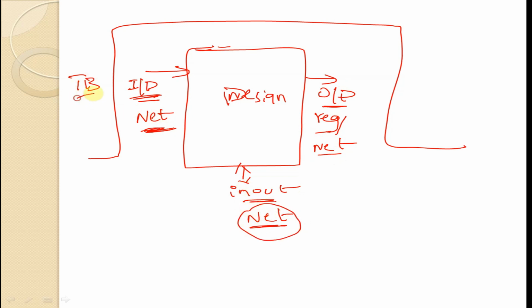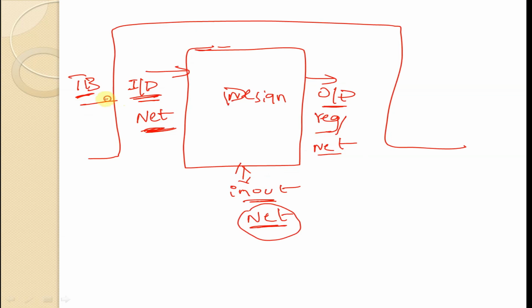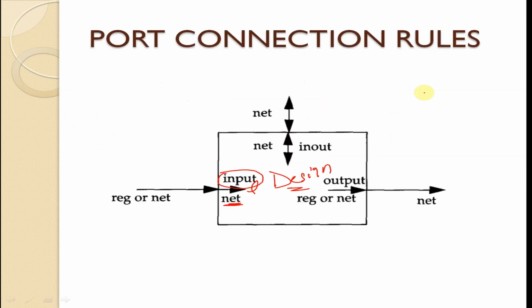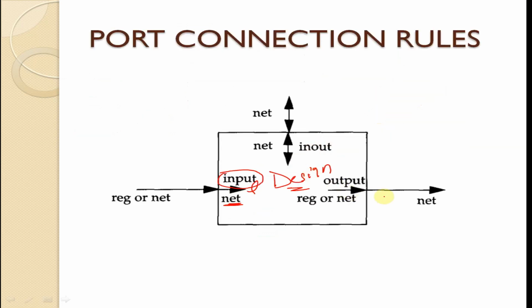But when we are driving any signal to our design using the test bench, we can drive reg or net to our input. While collecting the output, we can use only net type. This is our external signal. I am talking about externals. So while collecting the signals, the output should be of only net type, and while giving the stimulus to our in-out port, the external signal should be net type only.